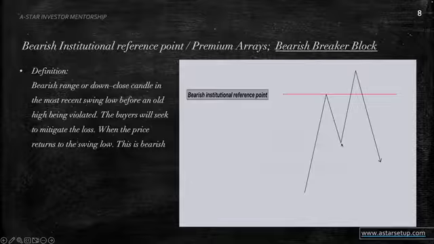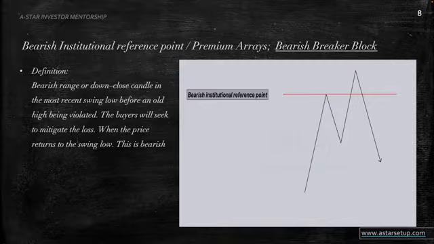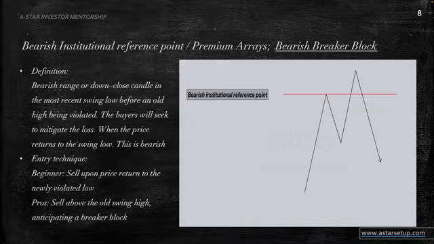So this low right here, where my mouse is pointing, would represent the down close candle in the most recent swing low that led to this high being violated when price took out this high here.